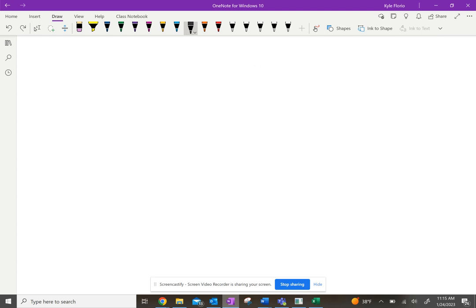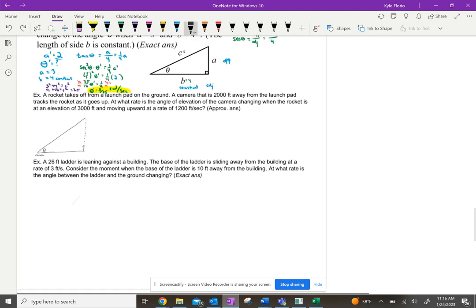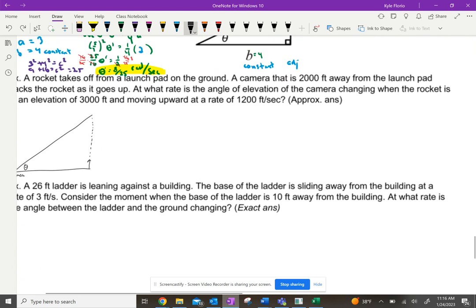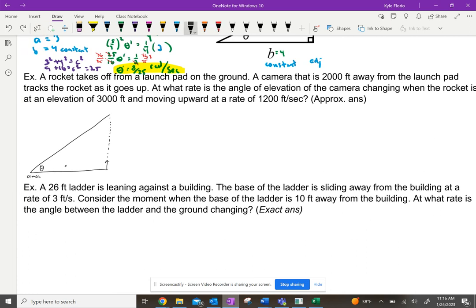So the rocket takes off from a launch pad on the ground. The camera is 2,000 feet away. So this is 2,000 feet away from the launch pad. So this is the launch pad.